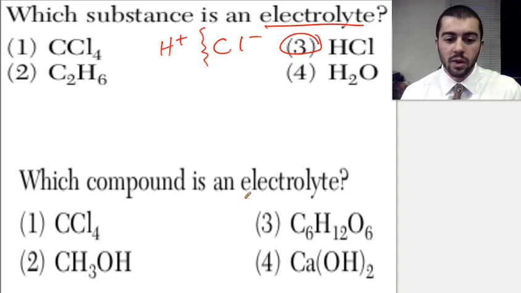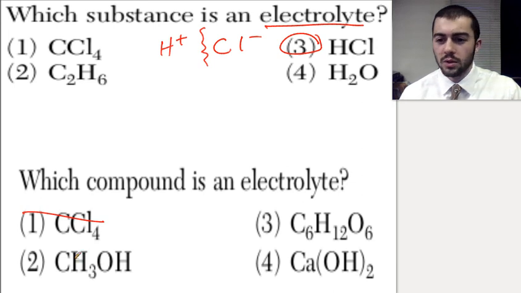So which of these compounds is an electrolyte down here? Well, we've got some of the same choices. CCl4, that's obviously not going to be a very good electrolyte. We've got an organic alcohol here, which again we'll talk more about organic stuff later, but this is not going to be ionic. And then we've got sugar here, which is not going to be ionic either. So basically, these organic compounds are not usually going to be electrolytes.